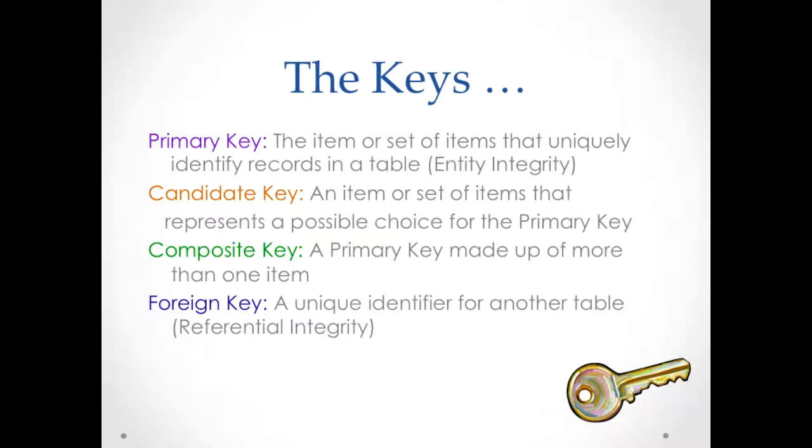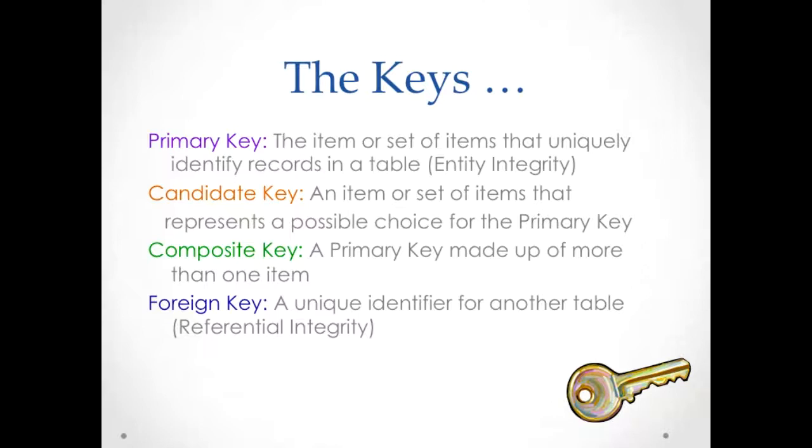A candidate key is an item or set of items that represents a possible choice for the primary key. So you might have a table with more than one column that could uniquely identify rows in there. In that case, you would logically think of one of those as the primary key, and the other one, the one that you didn't use as the primary key but could have, would be called a candidate key.